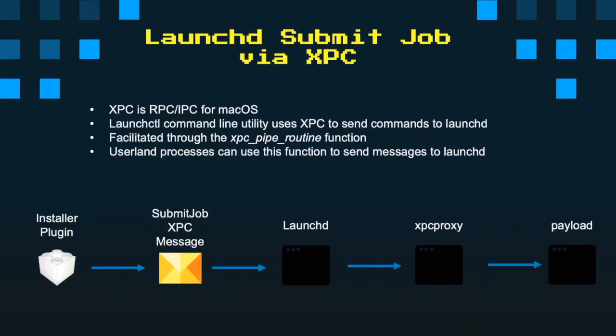And so as an attacker, we can use the same functionality to send XPC messages to launchd and submit a job. And so a job is basically a temporary LaunchDaemon or launch agent on macOS. And so we can use a special function called xpc_pipe_routine to send a message to launchd and start that job. And what's really cool about this is that basically any process in userland can do this. You don't have to be signed or entitled. You can just send messages to launchd and start a new job. So when you do that, the installer plugin will send an XPC message to launchd, and then XPC proxy will kick off your temporary service for you.